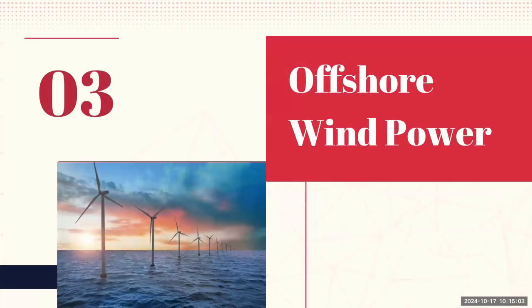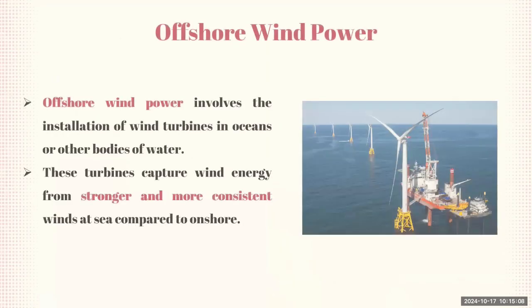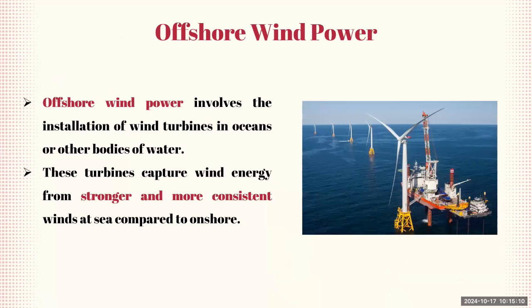All right, so enough talking about onshore wind power. Now we will talk about offshore wind power. So, unlike onshore turbines, offshore wind power involves the installation of turbines in bodies of water, such as oceans or seas. These turbines are positioned to capture the stronger and more consistent winds found offshore, which generally result in higher energy production. Although offshore wind farms are more costly to install, they offer significant benefits in terms of efficiency due to the favorable wind conditions at sea.